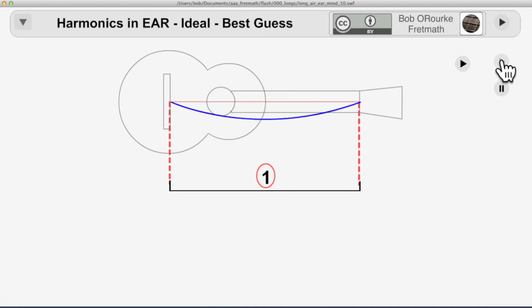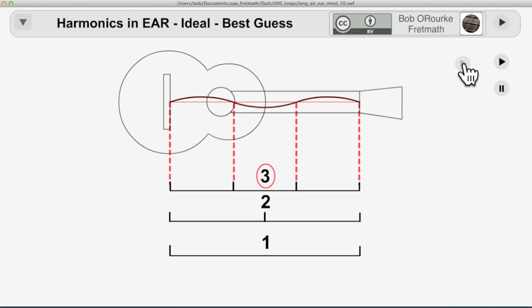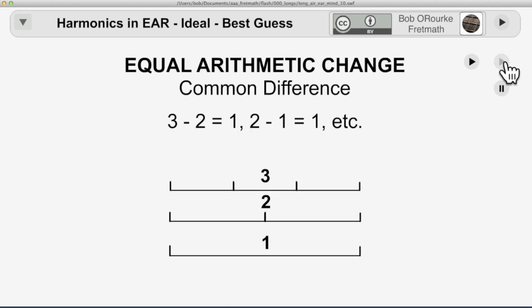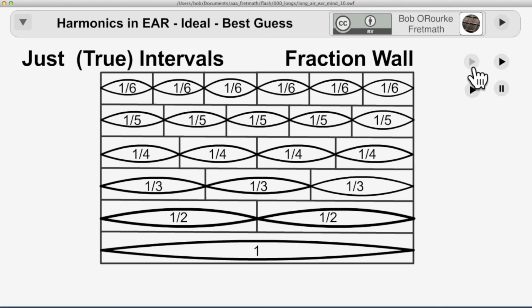Here's the first harmonic, the second harmonic, and the third harmonic. That's as far as I got. It's an arithmetic progression with a common difference of 1. One of its advantages is that it relates to a fraction wall, which is third grade math, and you can show the just or true intervals very quickly with it, which I'll do right now.